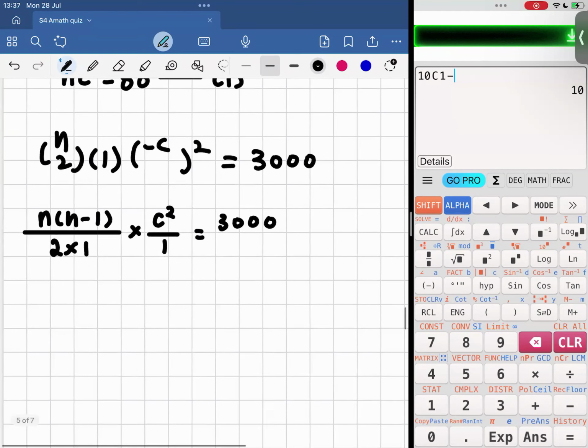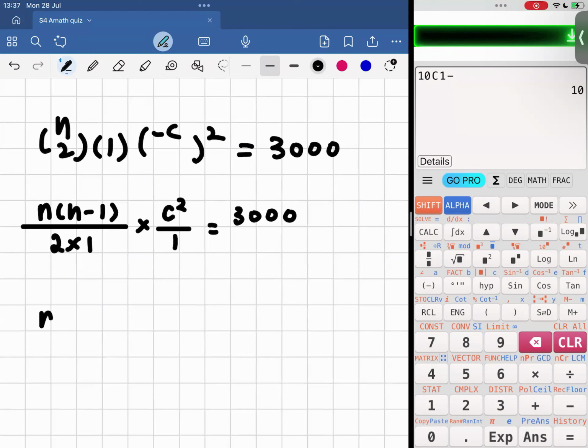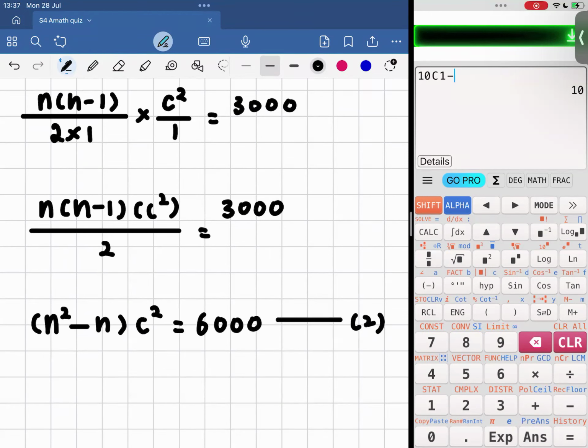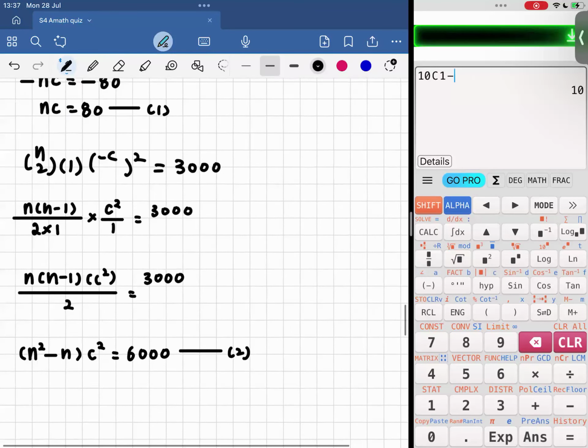This is equals to 3000. Okay, I'm going to see if I can expand this ugly looking thing, okay? So it's n times n minus 1 times c square over 2 equals to 3000, right? I'm going to cross multiply. So this is n square minus n multiplied by c square equals to 6000. Okay, so this one here looks like my second equation. I'm just going to scan through and see how to sub in, right? So that it looks nice, okay?